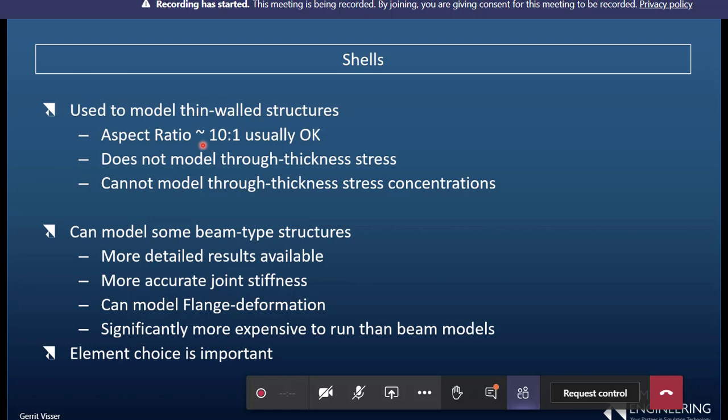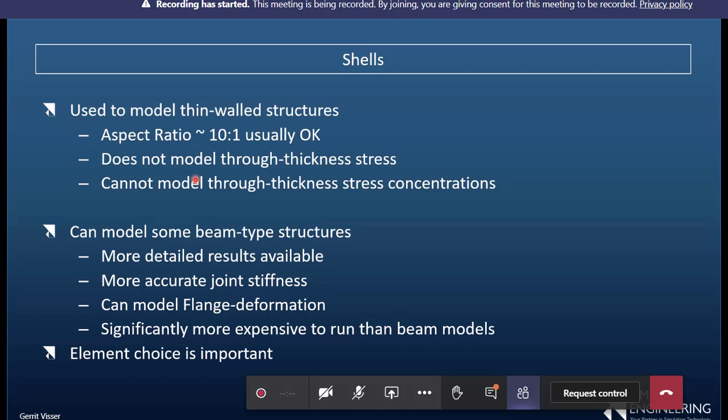I say just about because it depends on whether you use thin shell or thick shell, which we can talk about later. It depends on how accurate you need or want to be as well. So if you really want to be accurate, you'll have to push this to 20 to 1, possibly even 50 to 1. Okay, shell does not model through thickness stresses.